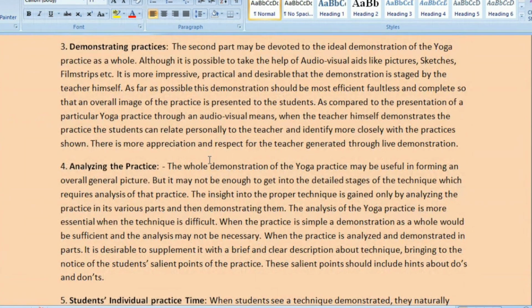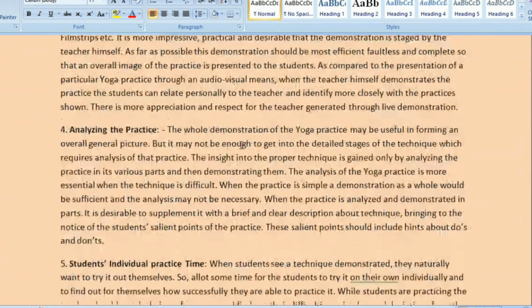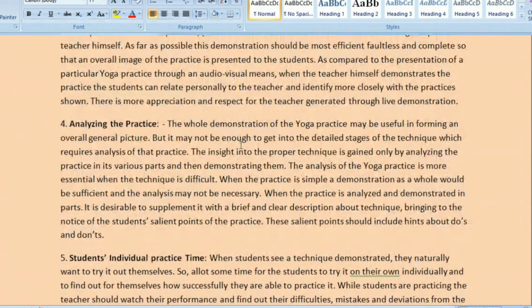When the teacher himself demonstrates the practice, students can relate personally to the teacher and identify more closely with the practice shown. There is more appreciation and respect for the teacher generated through live demonstration.